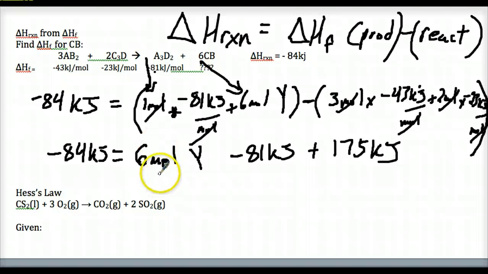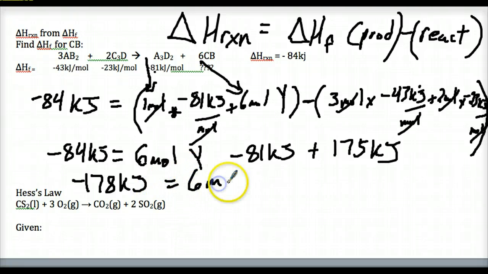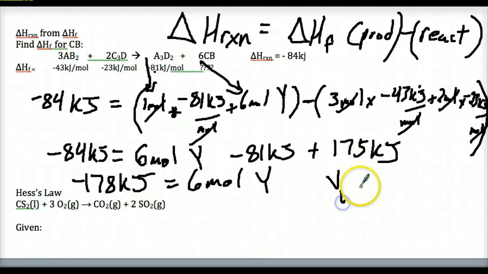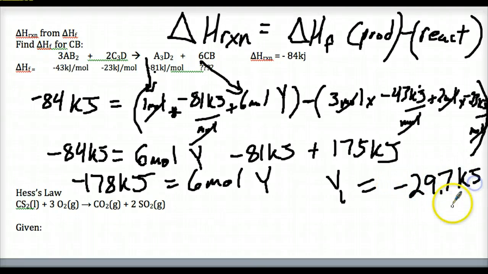In order to find out what my 6 mole Y is, I have to add 81 to both sides and subtract 175 from both sides. When you do that, you're going to get a negative 178 kilojoule equaling 6 mole Y. Divide both sides by 6 moles and you're going to get Y equals a negative 29.7 kilojoules per mole. If this was an exam, and that's what we're looking for, that's our answer.